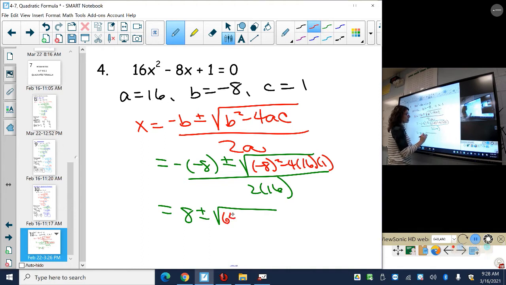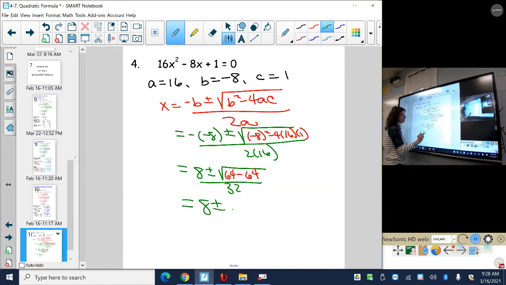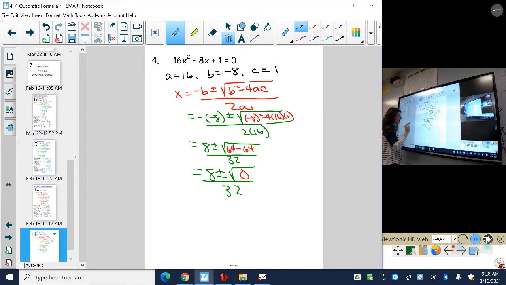This is going to give you a 64 minus 4 times 16 is going to give me 64. 2 times 16 is 32. So this is 8 plus or minus the square root of 0 over 32. So the very first thing you need to find out is what your discriminant value is. Discriminant is equal to 0. So the types of roots that you're going to have, 0 is equal to 0, so therefore you're going to have 1 double root.